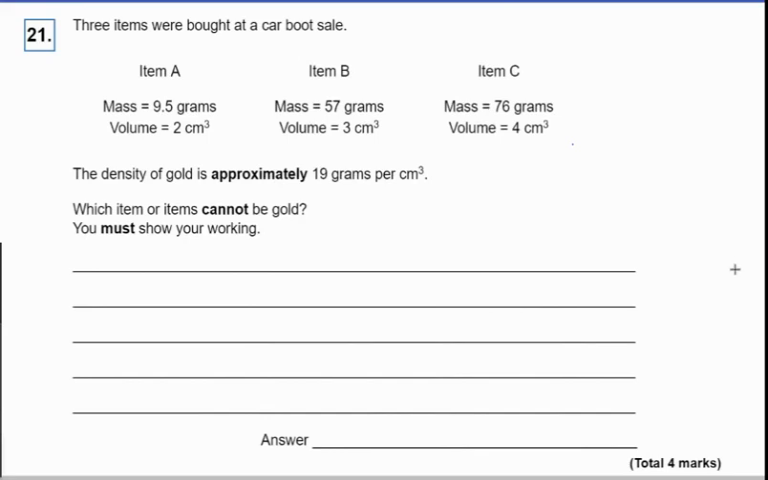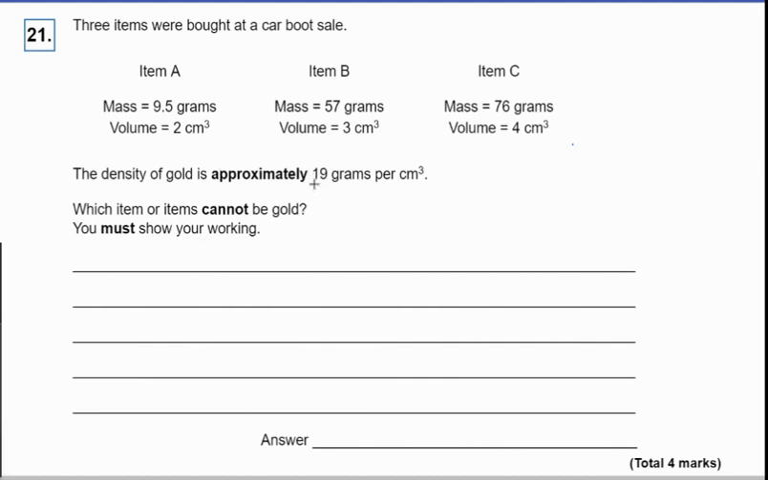Welcome back to part 5 of our revision of the higher paper 2 AQA GCSE maths. So we've got question 21. 3 items were bought at a car boot sale: item A, item B, and item C. The question then says the density of gold is approximately 19 grams per centimeter cubed. Which item or items cannot be gold? You must show your working.